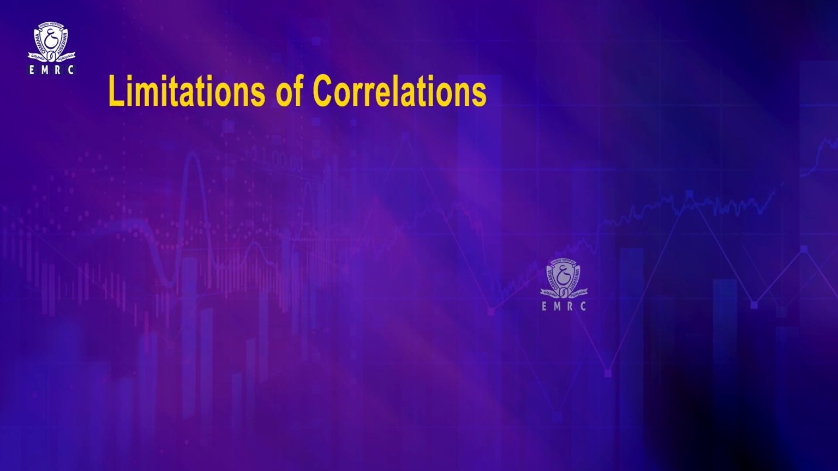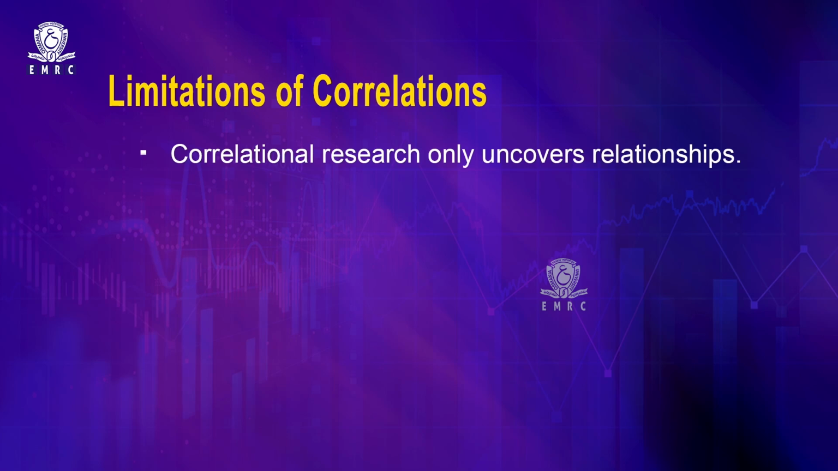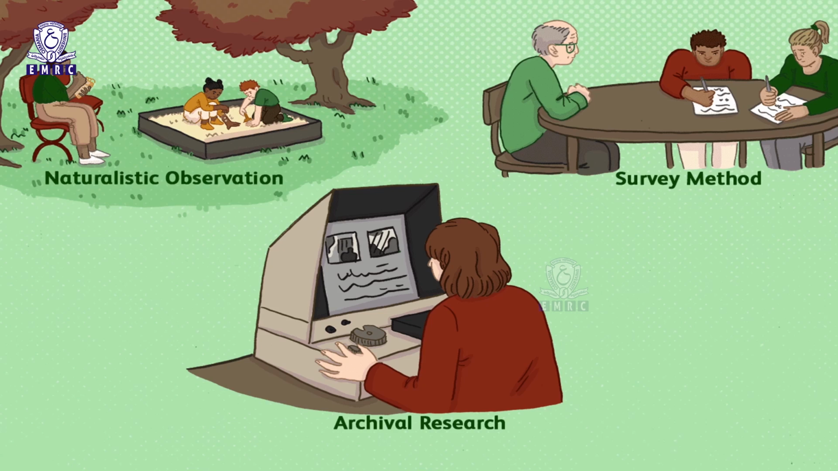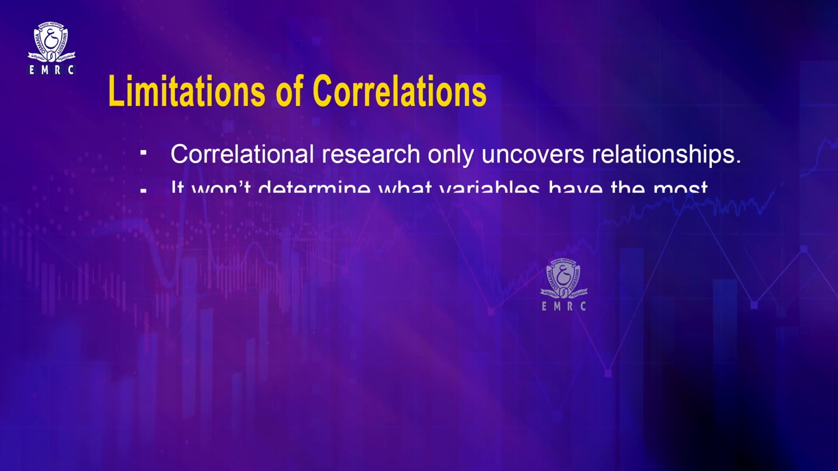Next, let's look at limitations. Correlational research only uncovers relationships. The benefit of a correlational research study is that it can uncover relationships that may not have been previously known. Correlation does not equate to causation when using this study method. It won't determine what variables have the most influence.